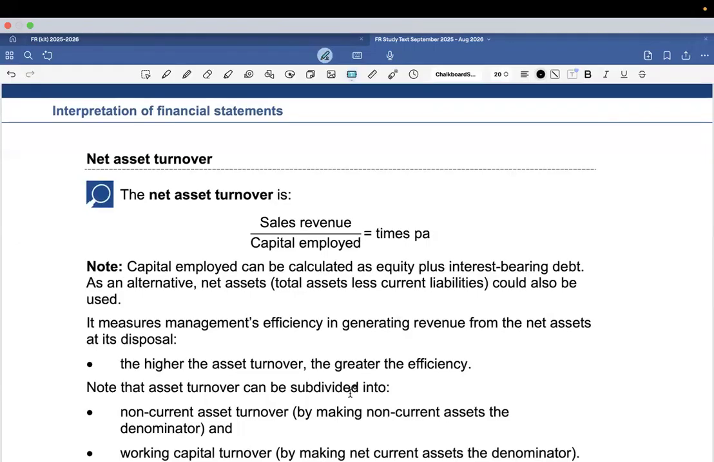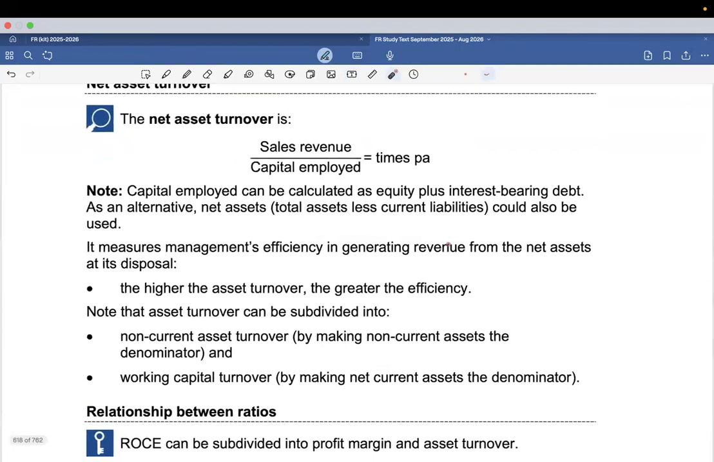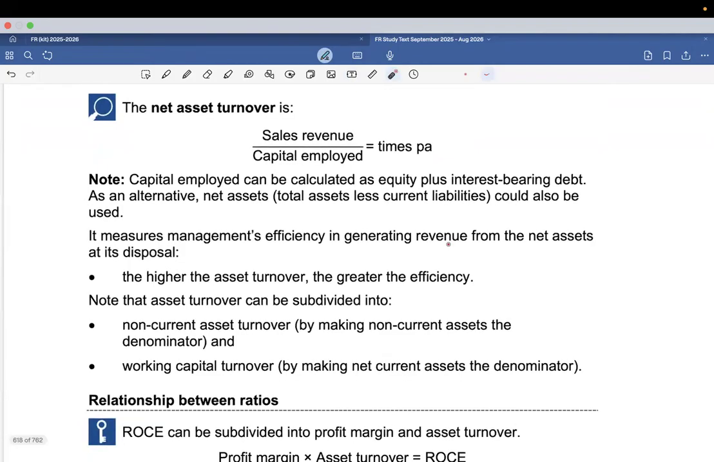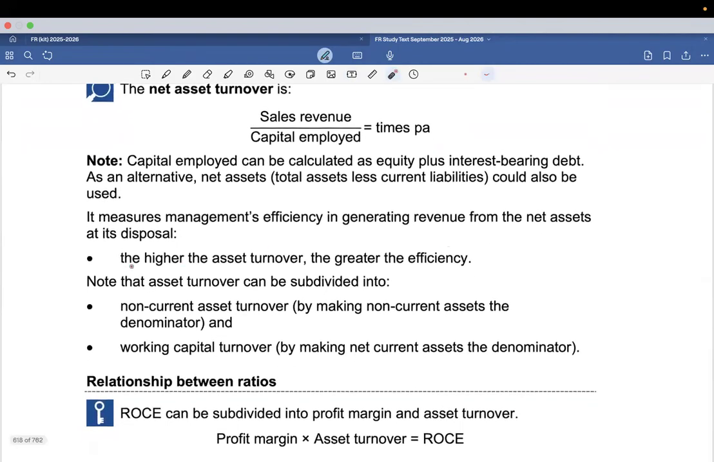Net asset turnover ratio measures, in terms of the funds invested, how much sales the business creates. This amount is represented in times. It's not a percentage. So when you get the answer, it is in times. If there is a higher net asset turnover ratio, it means all the funds are used very efficiently, creating more and more sales, right? Understood.